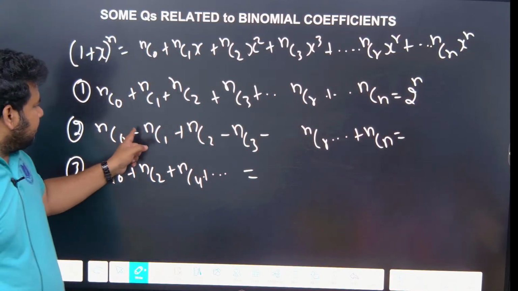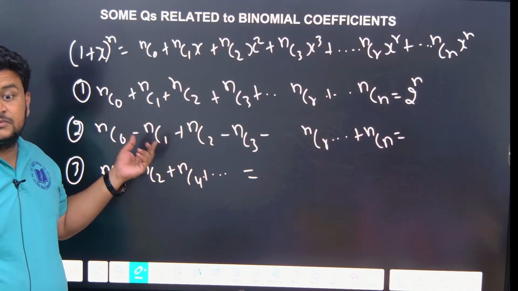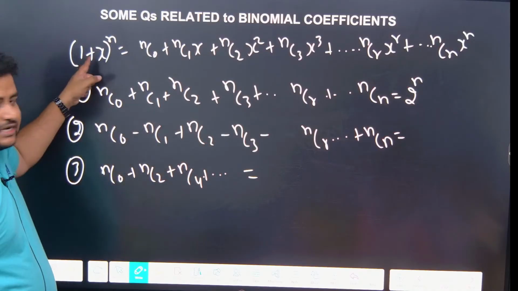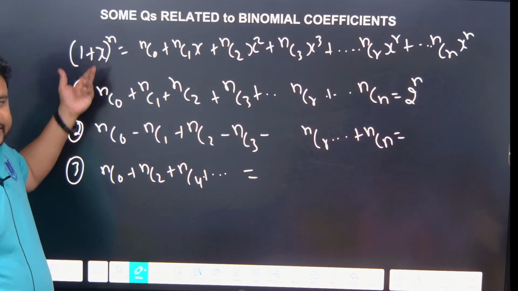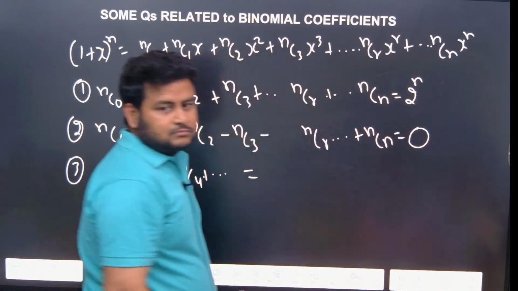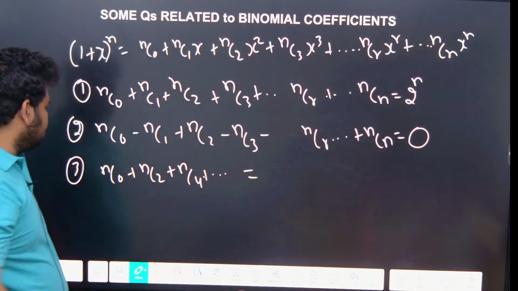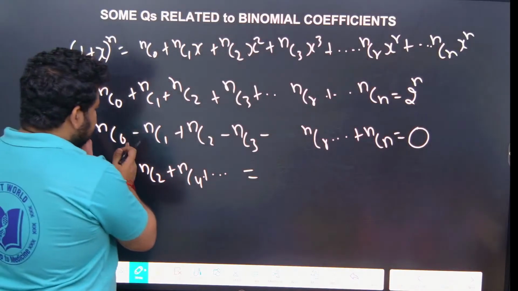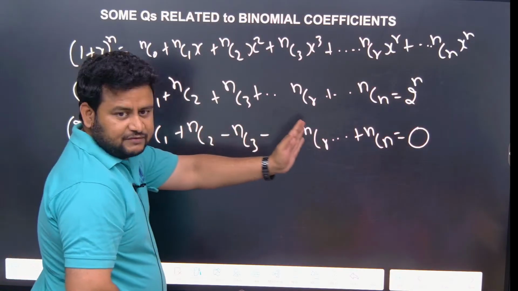Now nC0 minus is there, here plus is there. What have I taken as the value of x? Minus 1. If I take x = -1, 1 - 1 is 0, so 0 power n is 0 only. You will write 0 here. Any doubt? So this will be 0. Now I got nC0 - nC1 + nC2 - nC3 + nC4 and so on equal to 0.